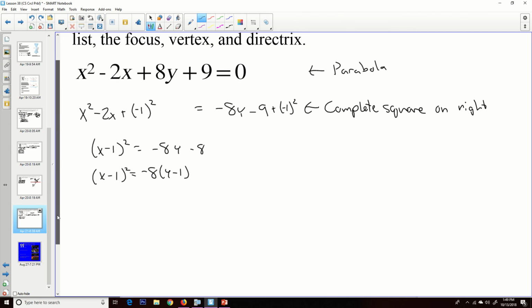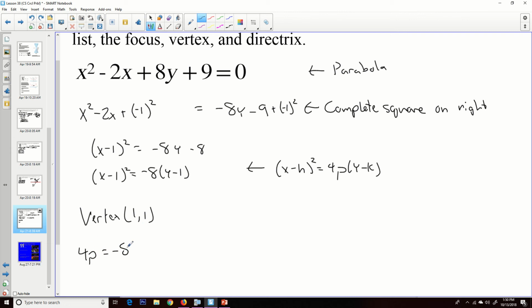All right, so since this thing here is an x squared, it's an up-down parabola. And so if I think of it in terms of that equation, remember it's (x - h)² = 4p(y - k). And so I can say that my vertex is going to be (1, 1). And that 4p value is equal to -8. That means p is going to be -2. So I've got a parabola that opens down.